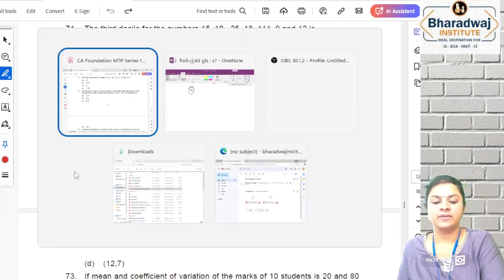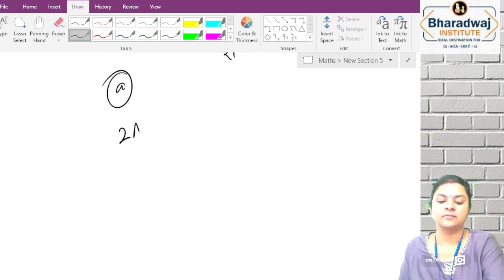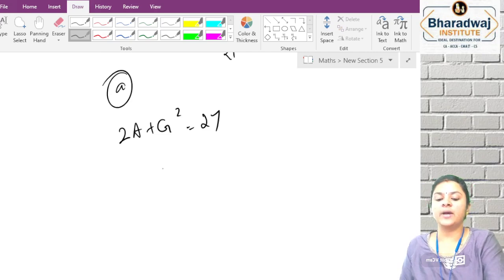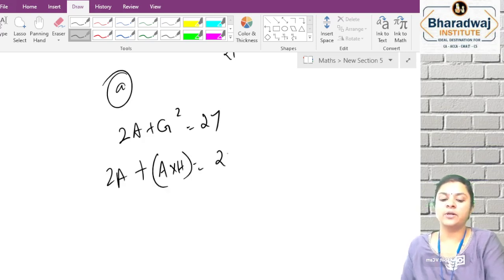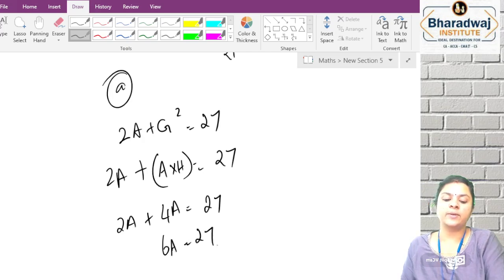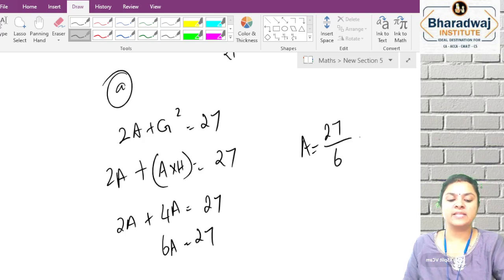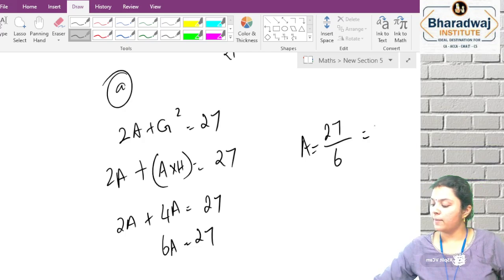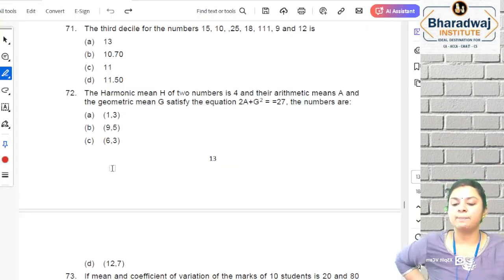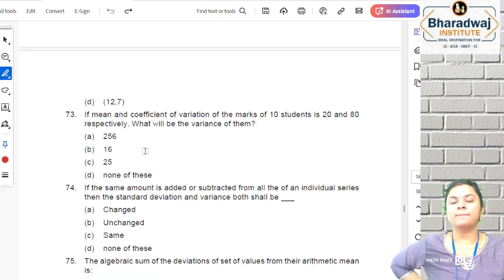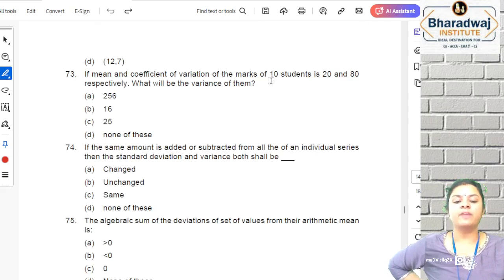2A plus G square equals 27. Now G square I can take as AM into HM, because it is squared. Plus 2A is equal to 27. So I can write this as 2A plus HM is 4. So 2A plus 4A is equal to 27. 6A equals 27. A equals 27 by 6, which is 4.5. So now arithmetic mean is 4.5. You just have to see which number is giving you an arithmetic mean of 4.5. 6 and 3. Okay? Done?